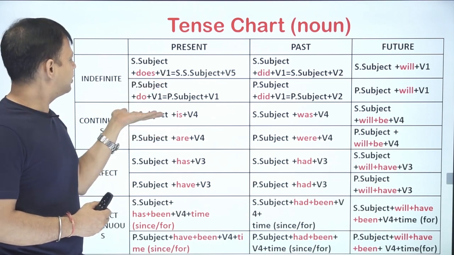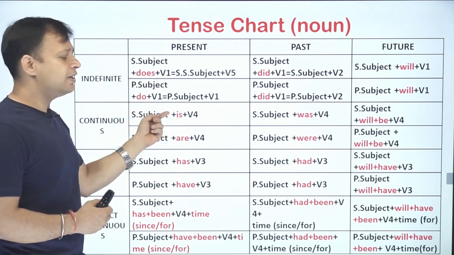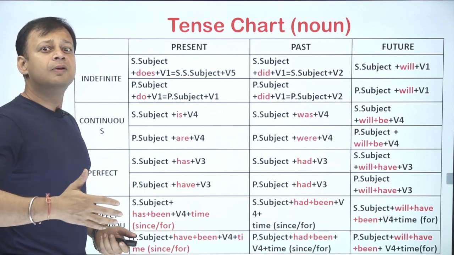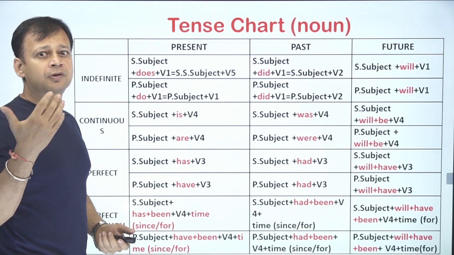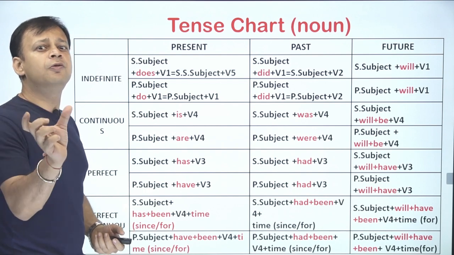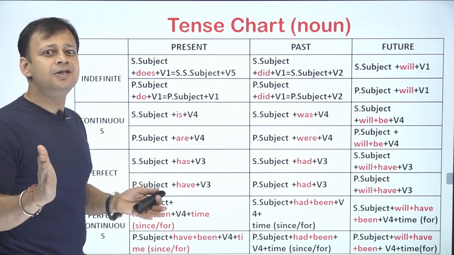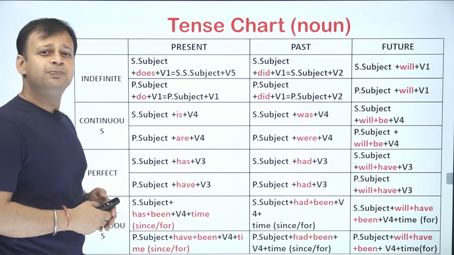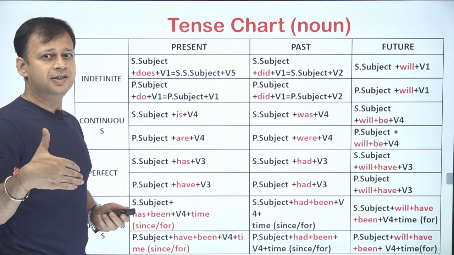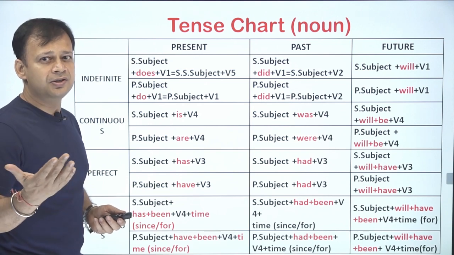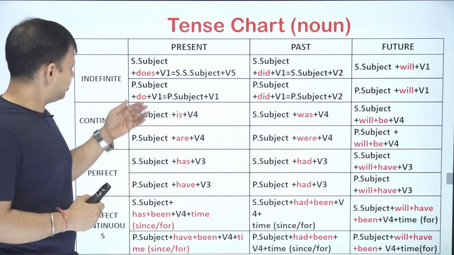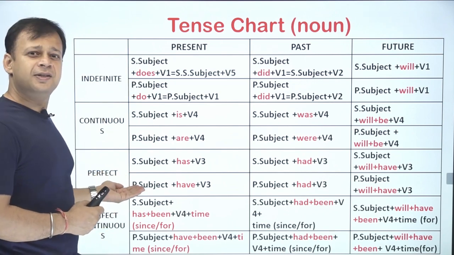So in case of singular subject, does changes to is, and since the helping verb has changed, now the main verb, the form of the verb changes as well. So we are using V4 form, that is the ing form in this case. And the moment plural subject is there, once again the helping verb changes, so are comes in the picture and V4, the ing form, is there in the picture. Now change of tense once again, moving to perfect tense.